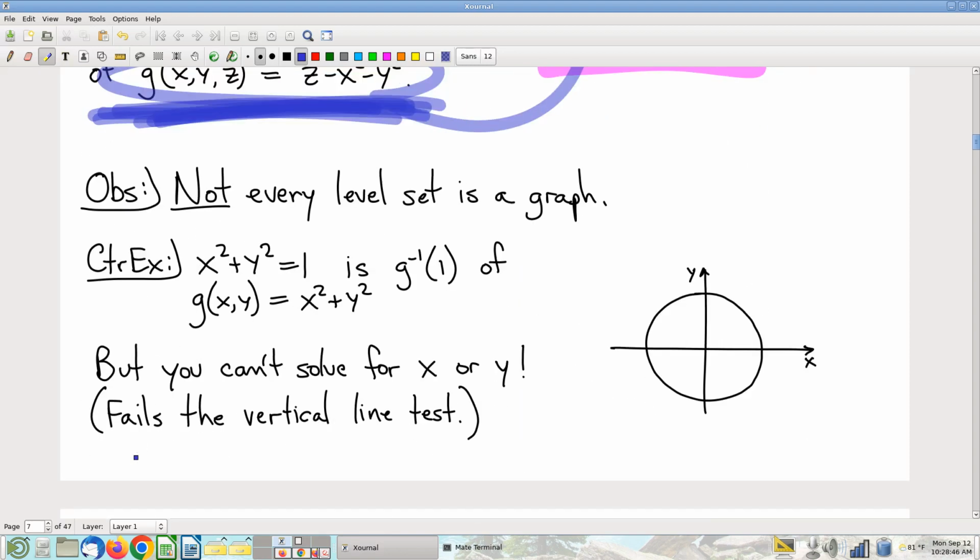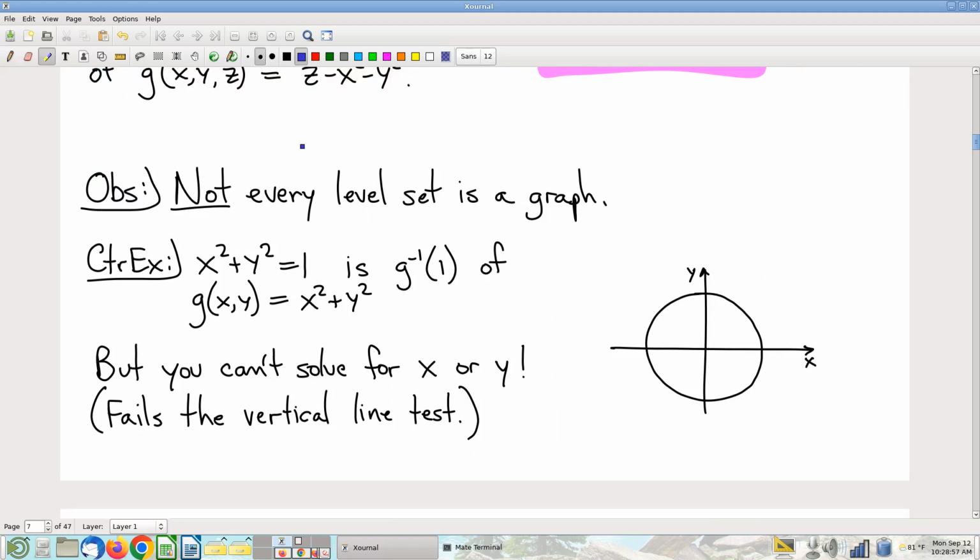Bad news, this is a one-way deal. Not every level set is a graph. It just doesn't work out if you try to reverse the algebra. Easy counterexample. Let me try to keep my colors consistent. This equation here is a level set. It's a circle. And it's just not a graph.